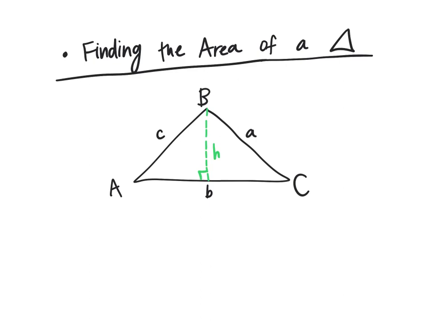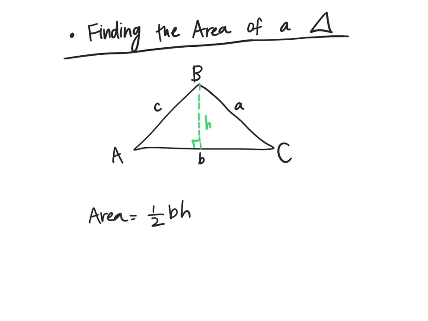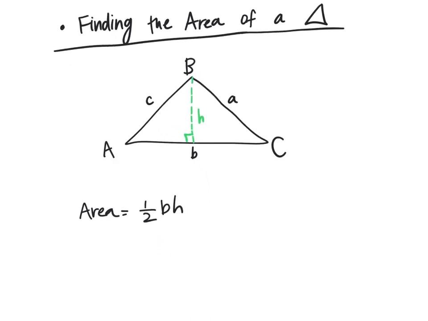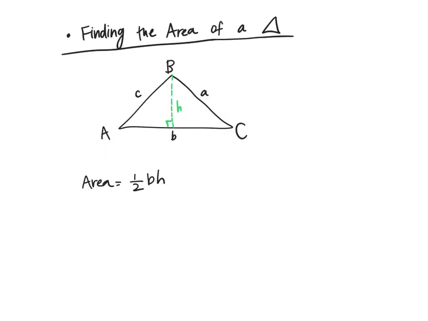Normally, if we're given this, we know that we can find the area. Let's find the area of a triangle: it is 1/2 base times height. In this case, the base also happens to have the letter b, which is convenient. We have 1/2 the base times the height, or base times height divided by 2, and that would give you the area. Well, what if you're not given the height?